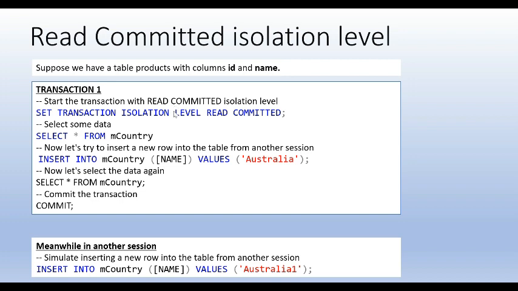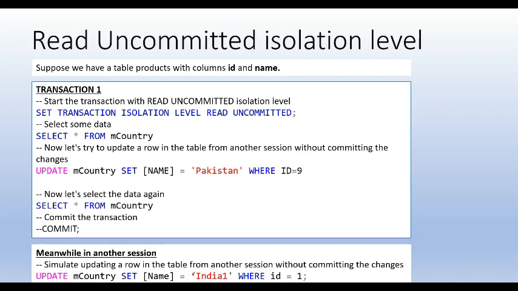So if you are going to use read committed or read uncommitted, then you have to use SET TRANSACTION ISOLATION LEVEL READ UNCOMMITTED. Then you can select the query, and then you can apply any queries, any transactions like update, insert, delete, any operations you can implement. If you are using read uncommitted, then it will react differently. If you are using committed, then it will react differently.